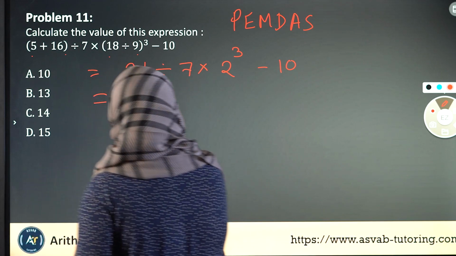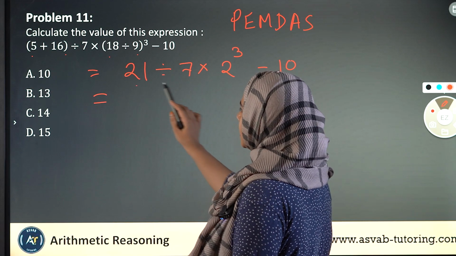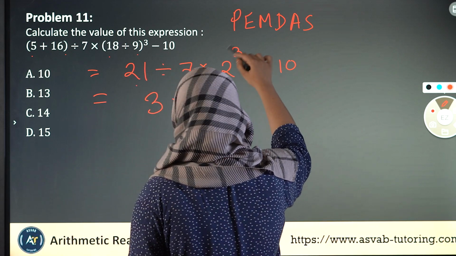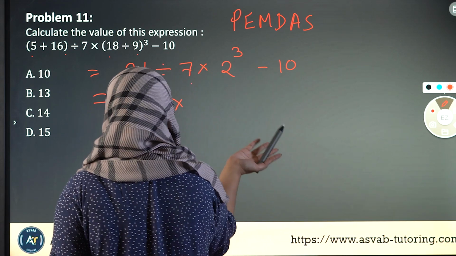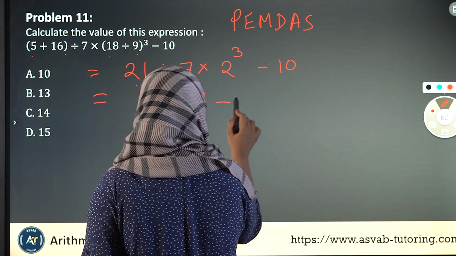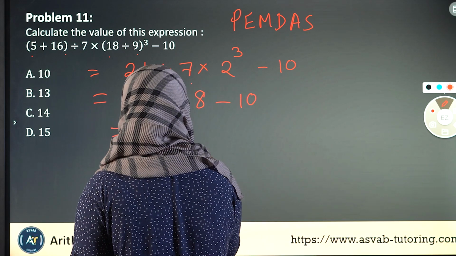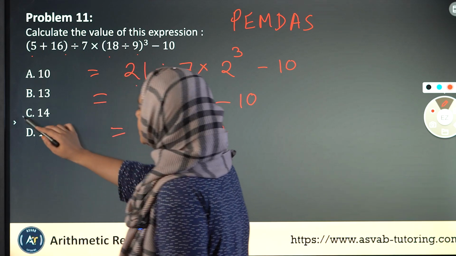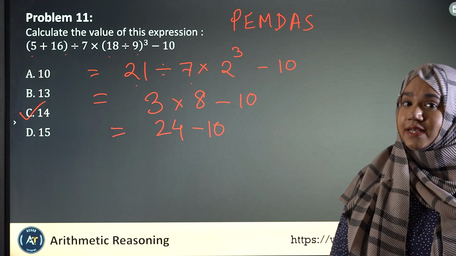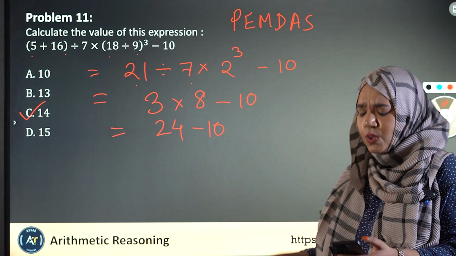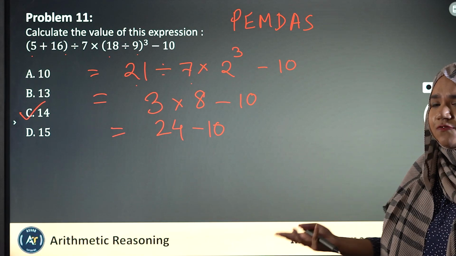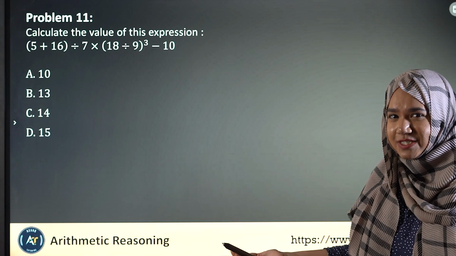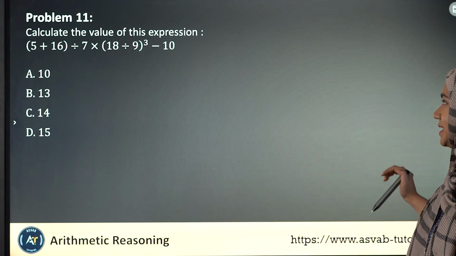Now, what we do is we need to do division first, okay? So 21 divided by 7 is 3. 3 times, we can also do this 2 cubed thing because this is technically multiplication. So that's 8. And now 8 times 3 is 24. So 24 minus 10 is 14. So the correct answer is 14. You see, if you properly get the hang of all of the math, you can actually take a couple of seconds to do each. See, you might not even take a minute.